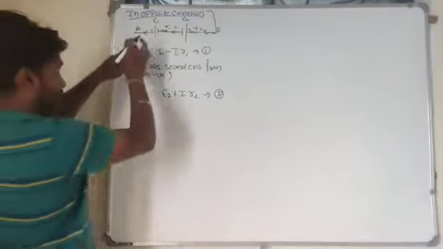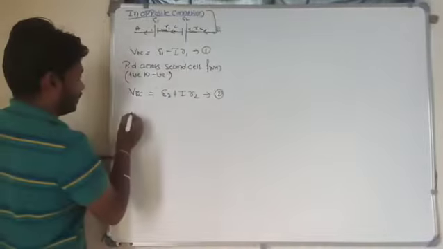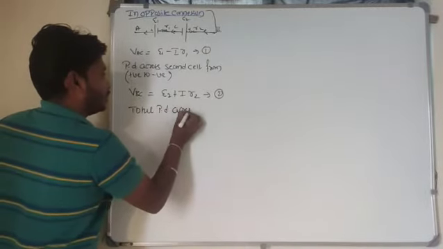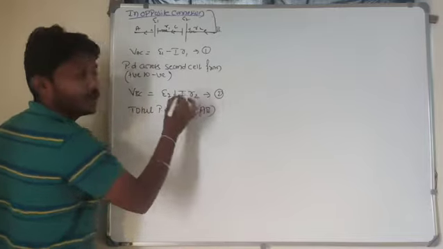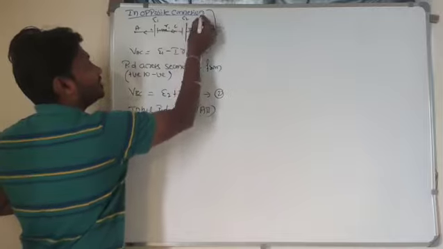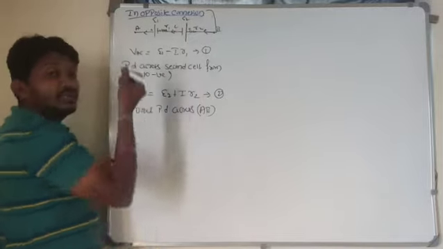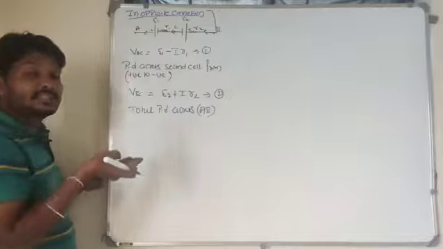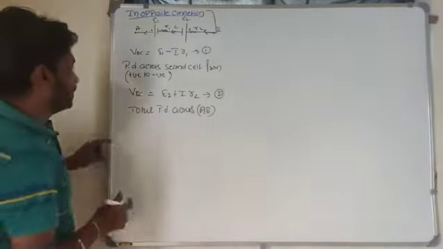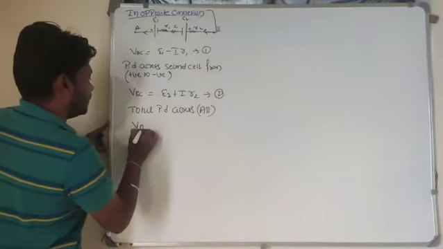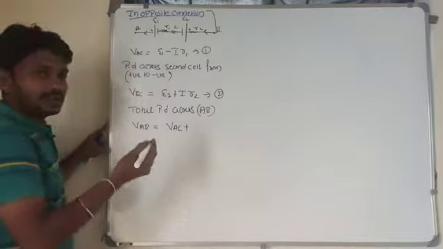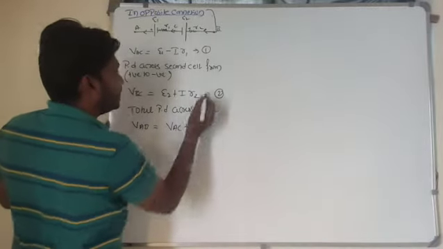Now I have to find the total potential difference across AB. Hope you get this. For the second cell, at the positive terminal, current is flowing towards the cell, which means it is a charging cell. For a charging cell, we should use the positive sign. The potential difference across A to B is nothing but the potential difference across A to C plus the potential difference across C to B.